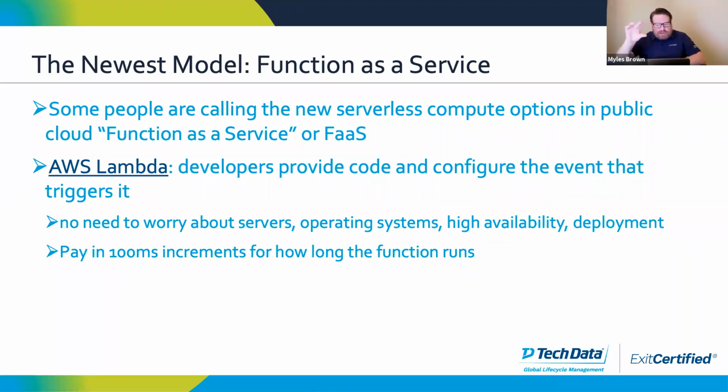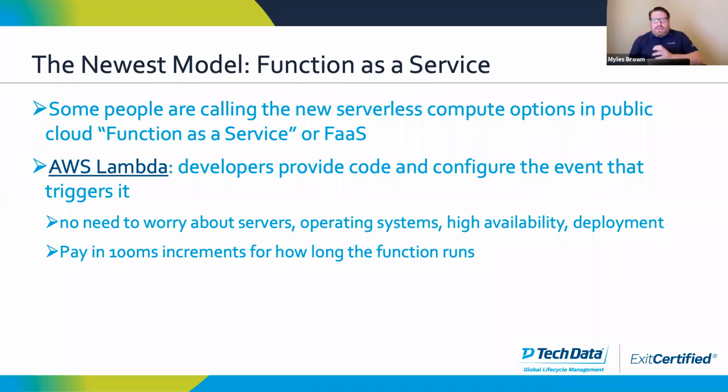You just say, here's my code, and here I'm going to configure what's the event that causes that code to run. So instead of launching a virtual machine that I have to manage physically and everything else, and pay for by the second or by the hour, depending on the instance type, instead I just say, here's the code, run it, and I'll pay in 100 millisecond increments for how long the function runs.